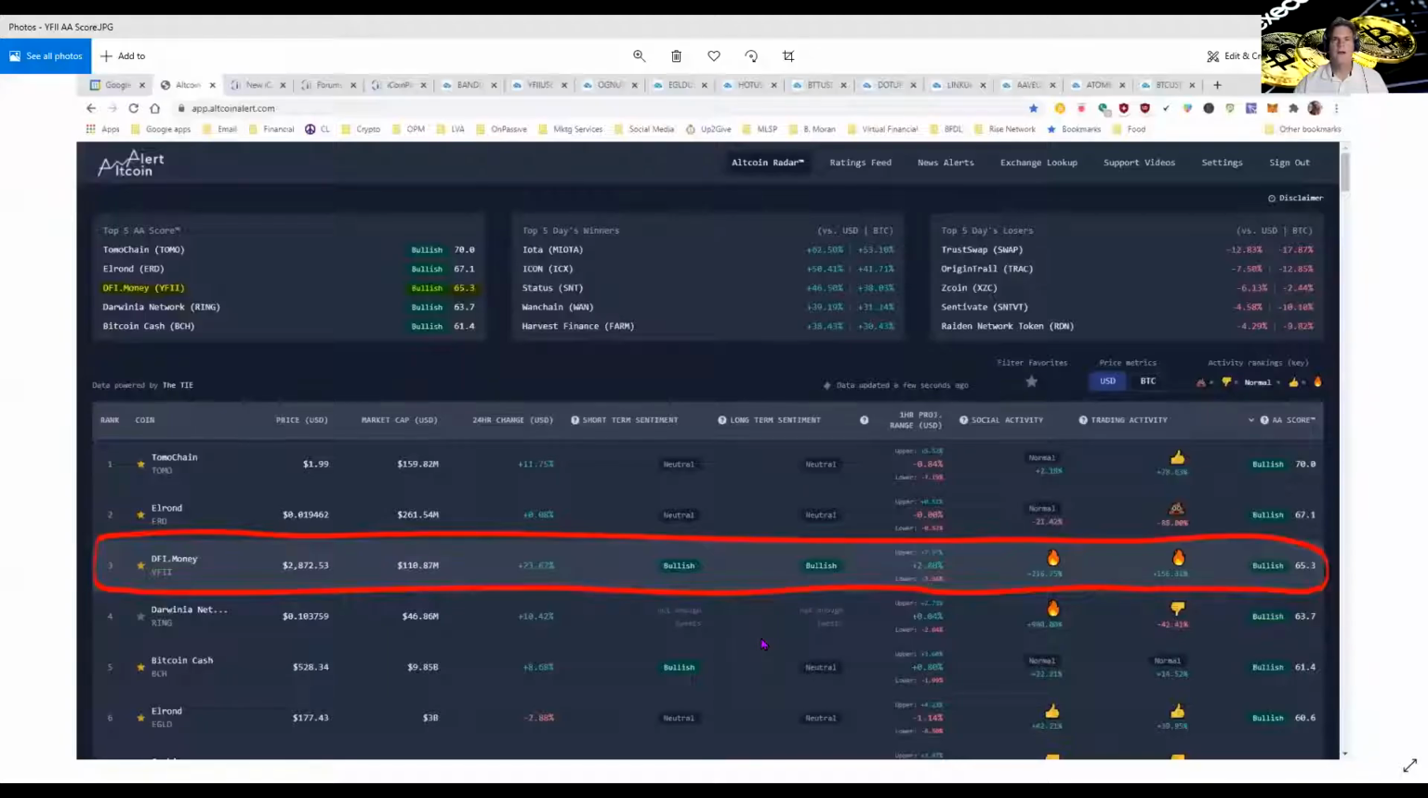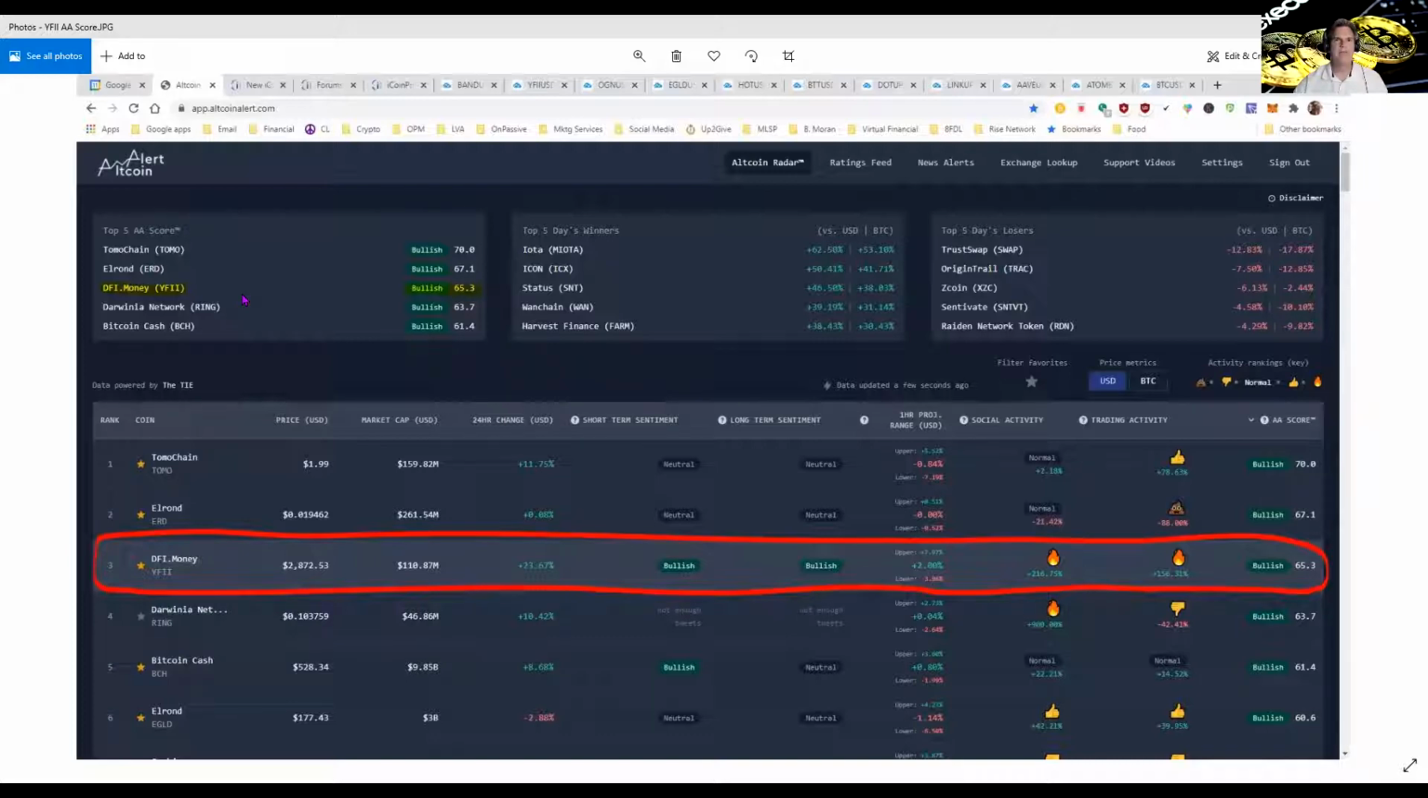Okay, so here we are on the screenshot. And as you can see, I've highlighted DFI money, YFII, has a bullish score of 65.3. It's the number 3 entry in the AA score. I do look at the AA scores when I first open up Altcoin Alert.